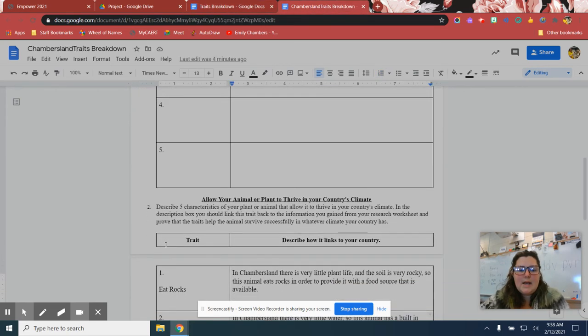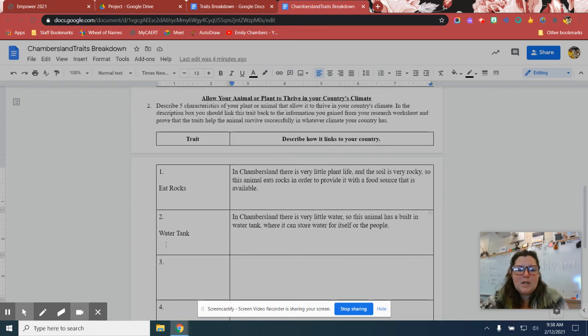So here is my example. One of my examples is my animal eats rocks. In Chambersland, there's very little plant life, and the soil is very rocky. So the animal eats rocks in order to have a food source that's available. Other animals don't eat rocks, so they wouldn't be able to survive. This guy does. The other thing I said is my animal has a built-in water tank. In Chambersland, there's very little water. So when the animal gets a supply of water, it builds it up so that it can use it later. It's also available for itself or for the people.